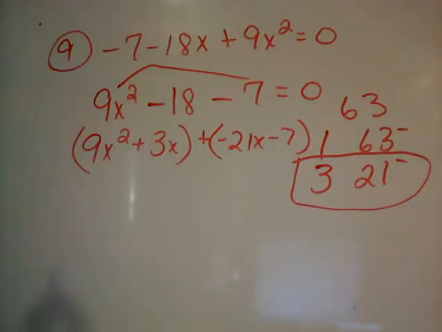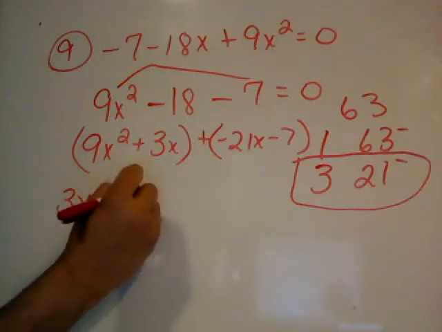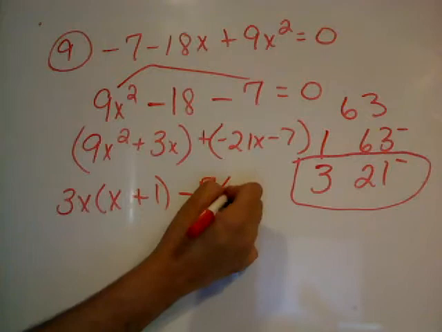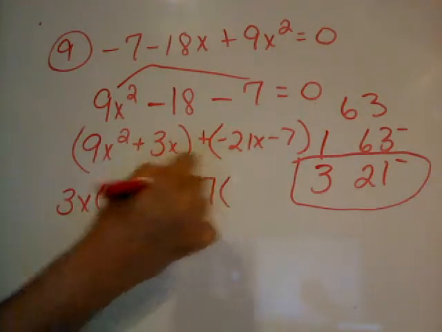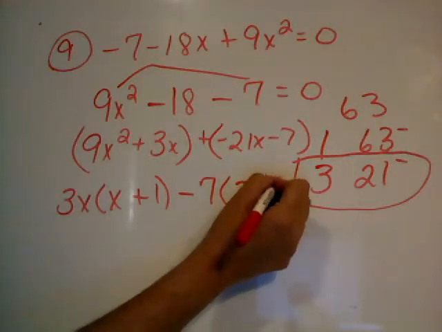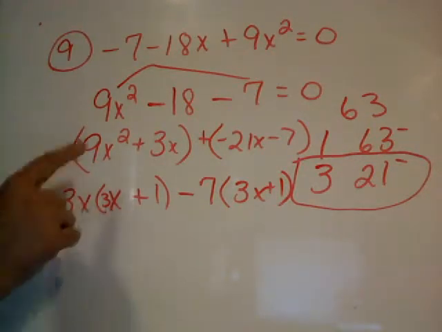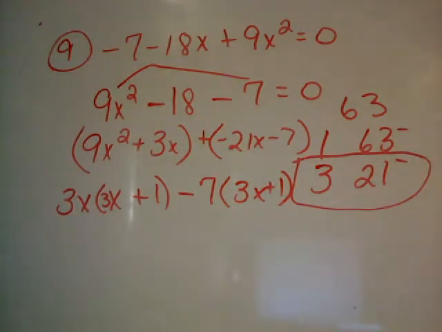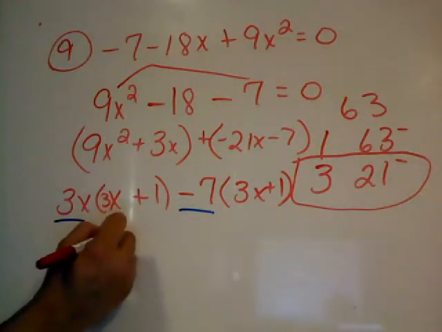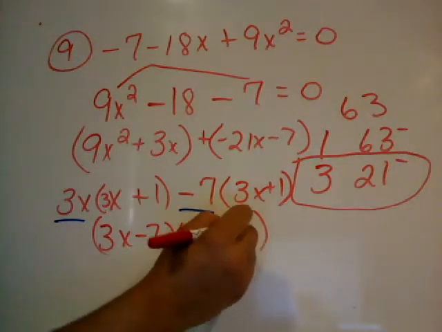Okay, I'm going to factor a 3x, leaving me with 3x plus 1. Over here, I'm going to take out a negative 7, leaving me with 3x plus 1, and let's look right here. This should have been a 3. 3 out of 9 gives me 3, not 1. Okay, sorry about that. Now we're going to put these together. So we have 3x minus 7 times 3x plus 1.